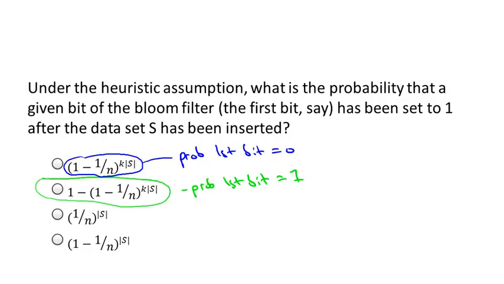So the overall probability of eluding all of the darts is (1 - 1/n) raised to the number of hash functions k times the number of insertions, the cardinality of S. And again, the probability that it's 1 is just 1 minus that quantity, which is the second option in the quiz. So let's go ahead and resume our analysis using the answer to that quiz.